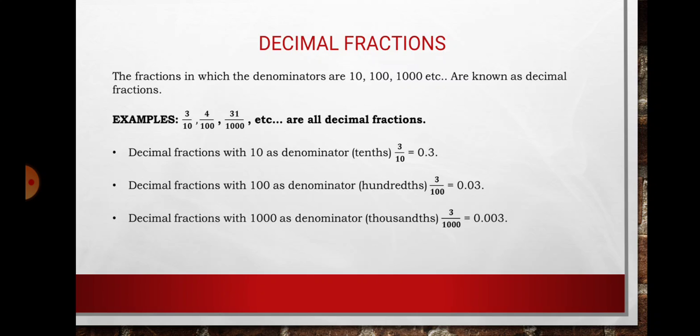Now, if you have 100 as a denominator, it can be read as hundredths. Here I have taken 3 by 100. How to read this? Three hundredths. The decimal form of this fraction is 0.03. Now, if we have 1000 in the denominator, we read it as thousandths. The decimal form of 3 by 1000 is 0.003.